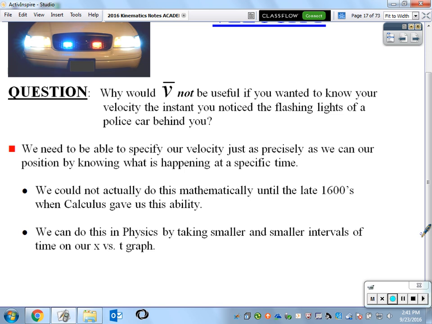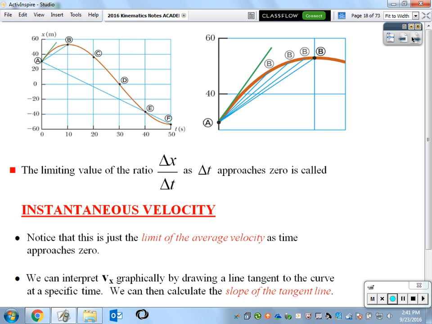Now, at first when you hear that term, some of you, your heart rate starts to elevate very quickly. For some of you, you start to stress out. I promise you, it is easy. Just work with me, okay? And we'll do that today. We're going to do some calculus today. And we're going to do this in physics by taking smaller and smaller intervals of time on our position versus time graph. So now, let's get to the notes.